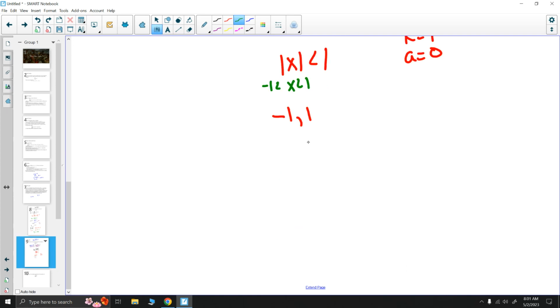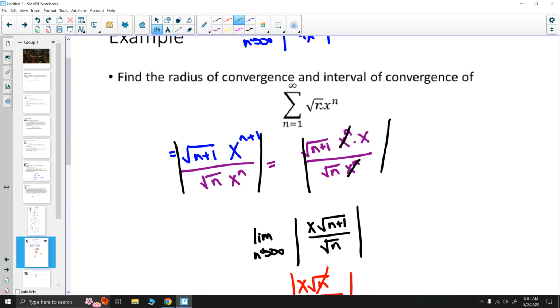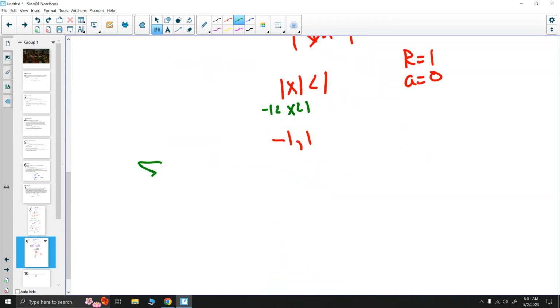So again, same thing. We now have this interval, and now we need to show whether the endpoints are included. So we're going to go back to our series here and plug it in. So the series is n equals 1 to infinity of square root n to the -1 to the n.